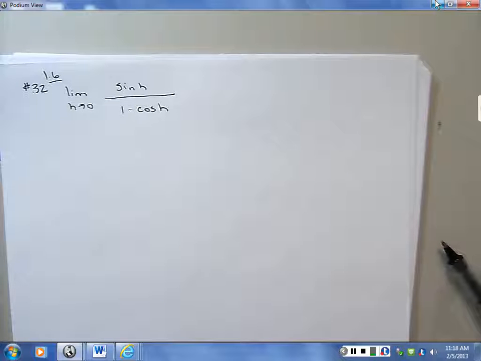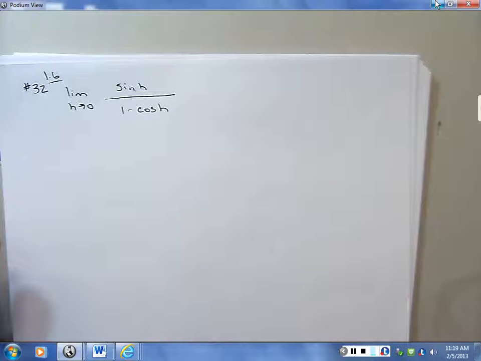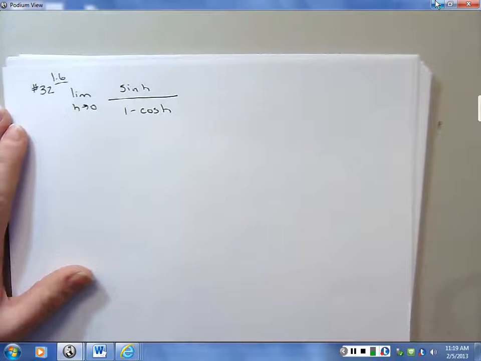I could go about that, but I know that 1 minus cosine of h over h as h goes to 0 goes to 0. I want to use the properties that I already know. I could go about rationalizing the denominator. So we're going to come up with the same concept.